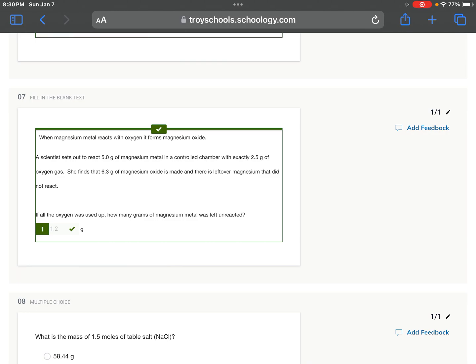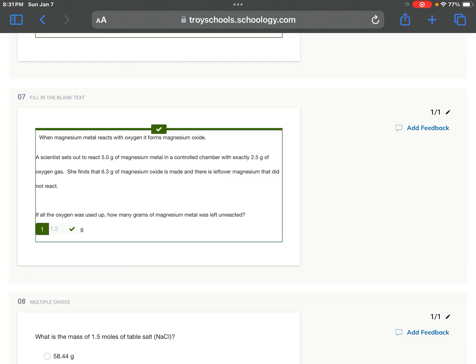Number 7 is talking about another reaction where we'll have to do some simple mathematics for law of conservation of mass. So we have magnesium metal reacting with oxygen, forming magnesium oxide. Again, it might be helpful for you to write up that whole equation to kind of visualize it. And so the scientist is going to put in 5 grams of magnesium and 2.5 grams of oxygen gas, and then make 6.3 grams of magnesium oxide.